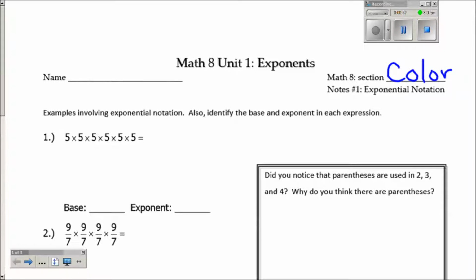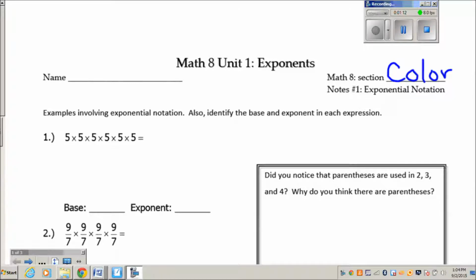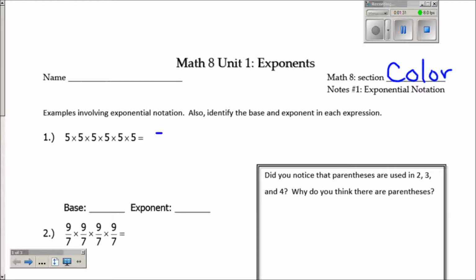Okay, so today we're going to start off with exponents, which I'm sure that you are familiar with already at this point, and so we're going to just do a little bit of a review. Exponents are a shorthand way of writing repeated multiplication. So in question number 1, where we have 5 times 5 times 5 times 5 times 5 times 5, we can rewrite that expression as 5 to the 6th power. So the base in this example is 5, and the exponent is 6.